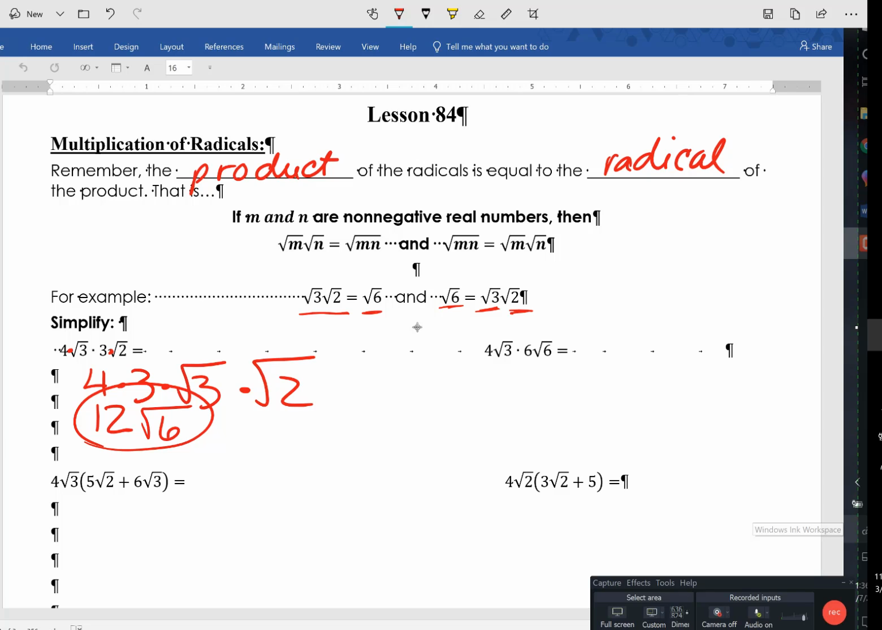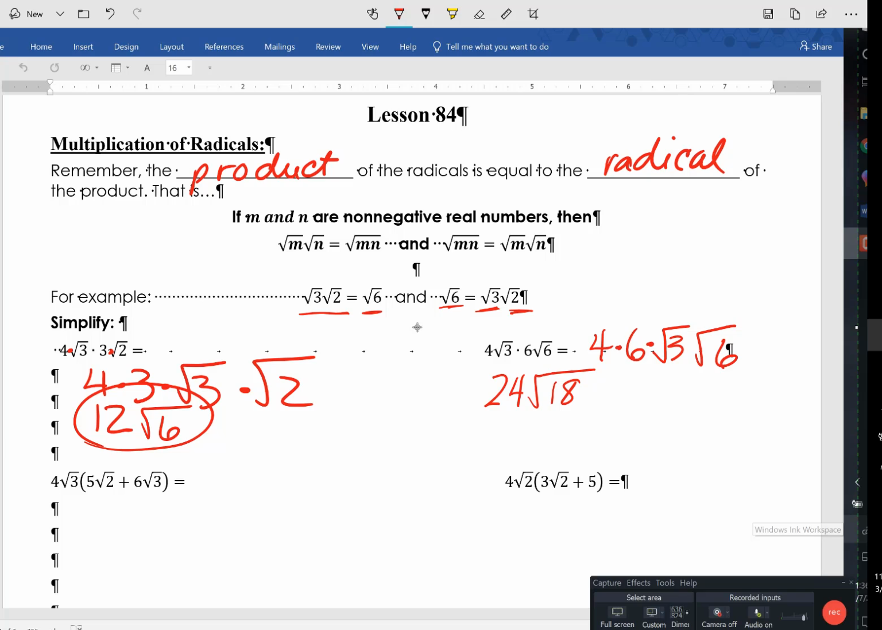All right, so again, over here, we've got 4 square root of 3 times 6 square root of 6. So we can rewrite that, if we want to, as 4 times 6 times the square root of 3 times the square root of 6. I just rearranged those 4 factors. 4 times 6 is 24. And the square root of 3 times the square root of 6 is the square root of 18. All right, now that square root is reducible.